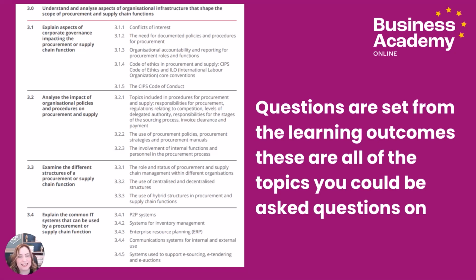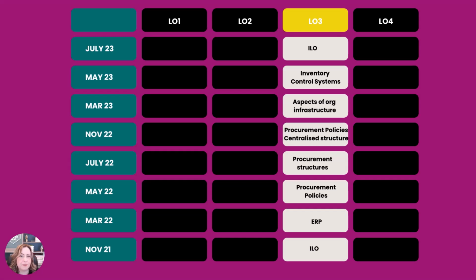What I would say is that you really do need to get to know this syllabus, know the topics, because then when the questions come up, you can say, that's 3.1.3 and so on. So in terms of learning objective 3, the ILO came up in the last paper. Inventory control systems was May 23. We've got organizational infrastructure. This one was quite vague, so I assume it was related back to structures as a whole, March 23. Procurement policies and centralized structures together in November 22.